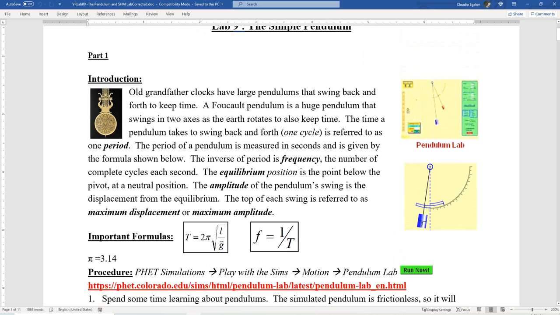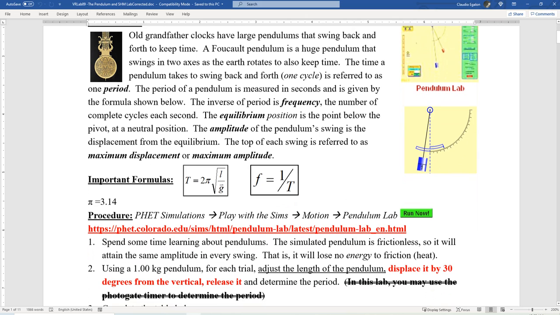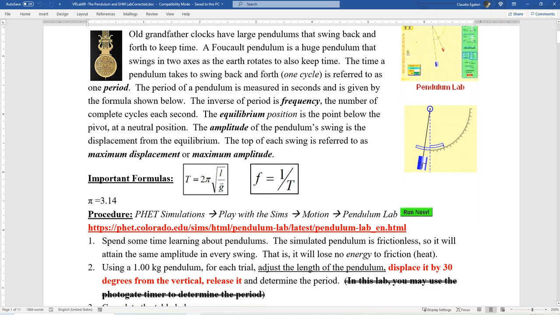Okay, so here's an illustration of the simple pendulum. It's a mass attached to a string. You can displace this device from the vertical and let it oscillate back and forth. Okay, so the period for the pendulum is given by 2 pi times the square root of the length of the string divided by the acceleration of gravity.